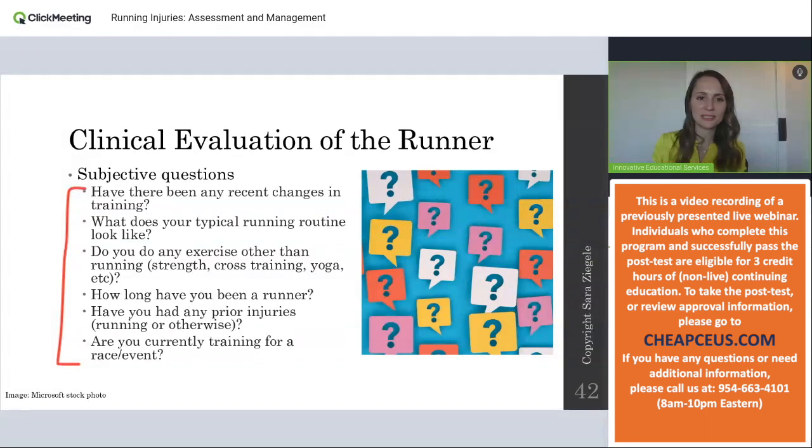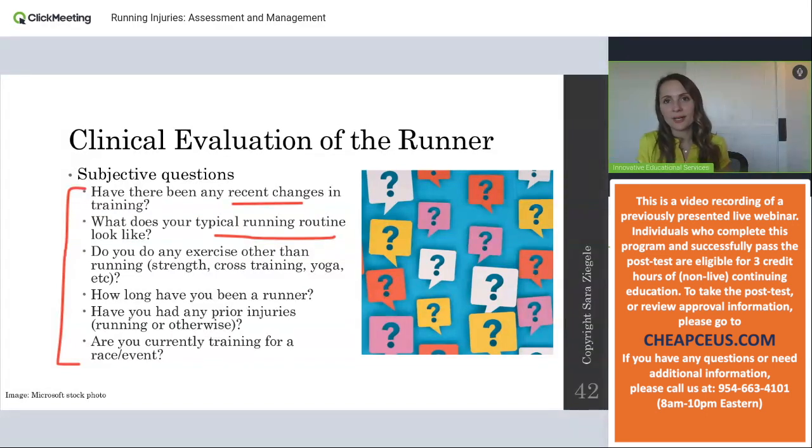So one of them is any recent changes in training. Sometimes people have striking increases or decreases in training. What does their typical running routine look like? It's really helpful for you to learn early on. Are you dealing with someone who's an ultra runner who is putting on 100 plus miles a week? Or are we talking about someone who's typically in a maybe 3, 4 day a week with alternating rest days in between or lower volume?